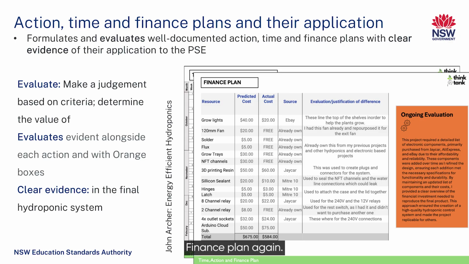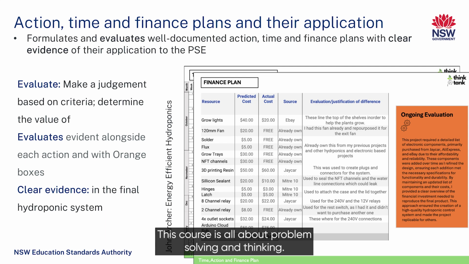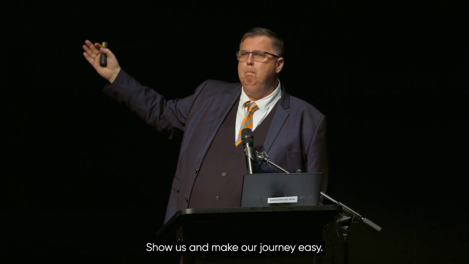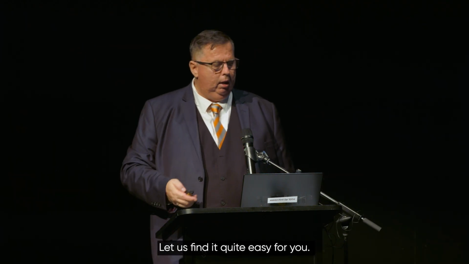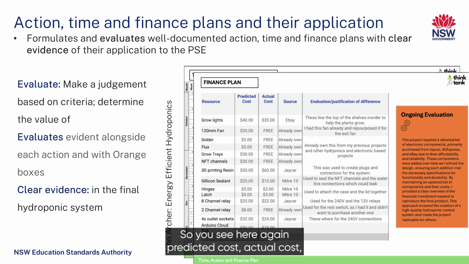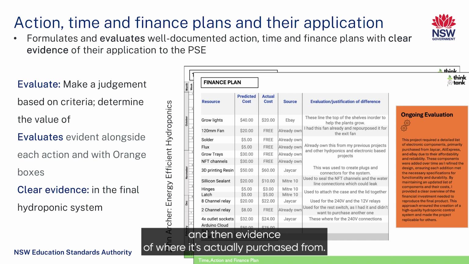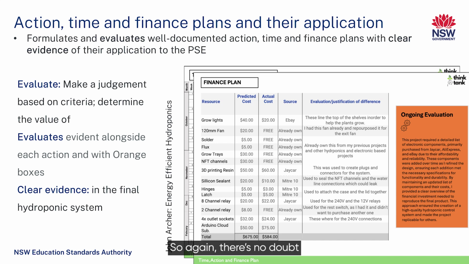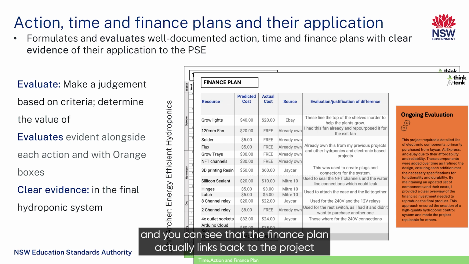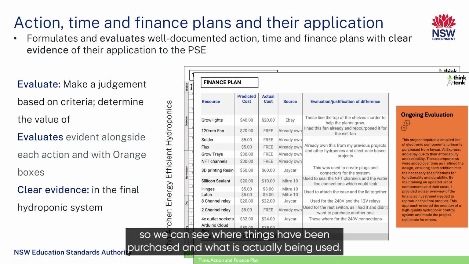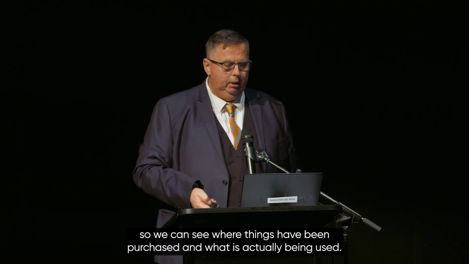Finance plan, again, the beauty of this here, smack me in the face with orange. Here is my ongoing evaluation to actually prove that I am thinking. This course is all about problem solving and thinking. Show us and make our journey easy. Let us find it quite easy for you. So you can see here again, predicted cost, actual cost, and then evidence of where it's actually purchased from. So again, there's no doubt that John's been working hard. Finance plan, and you can see that the finance plan actually links back to the project so we can see where things have been purchased and what is actually being used.